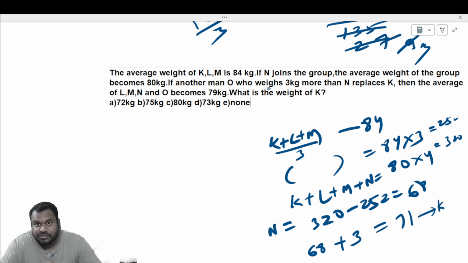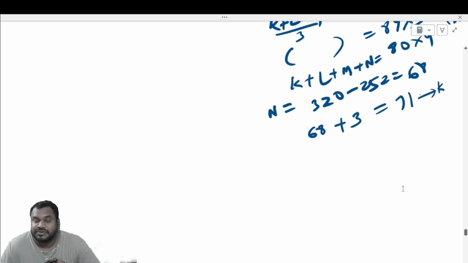See, another man who weighs 3 kg more than N replaces K. More than N means N's weight I got as 60, and 3 kg more than N means 71 is the weight. And who is replacing K? K is replaced by O. Then the average becomes 79. What is the weight of K?